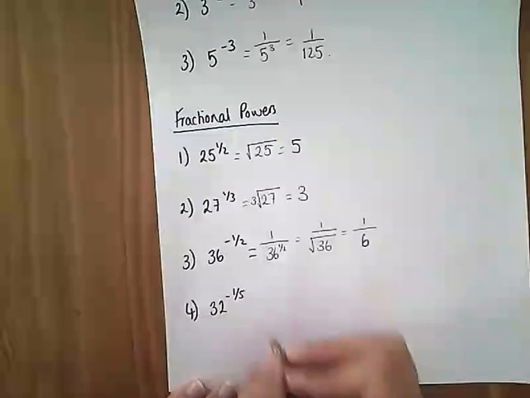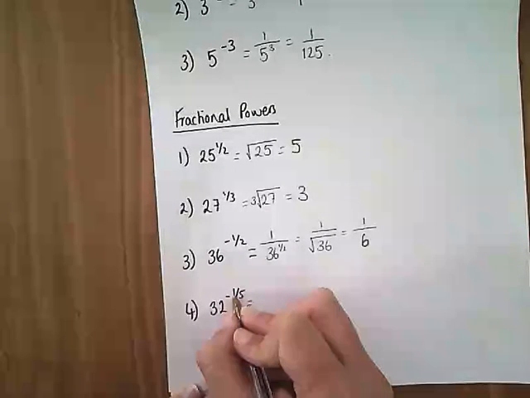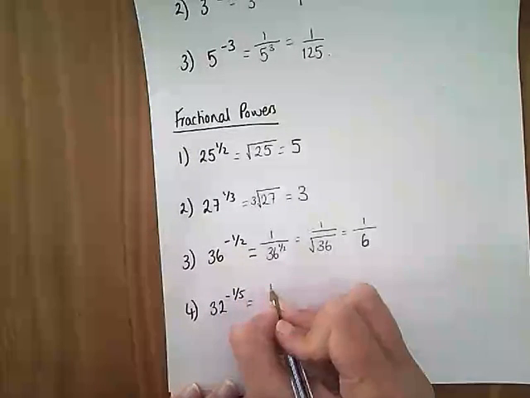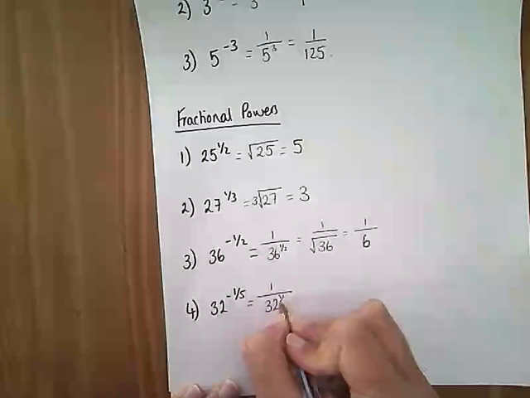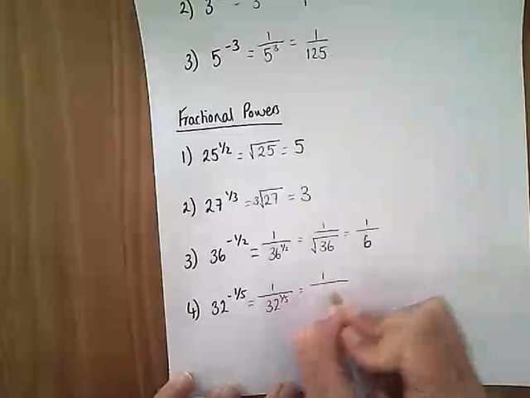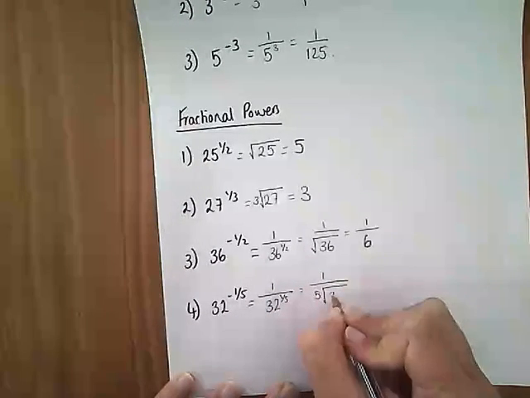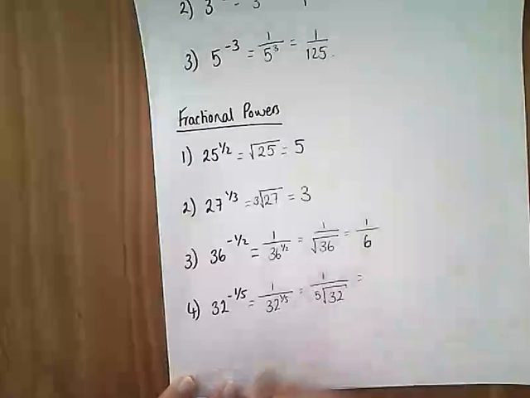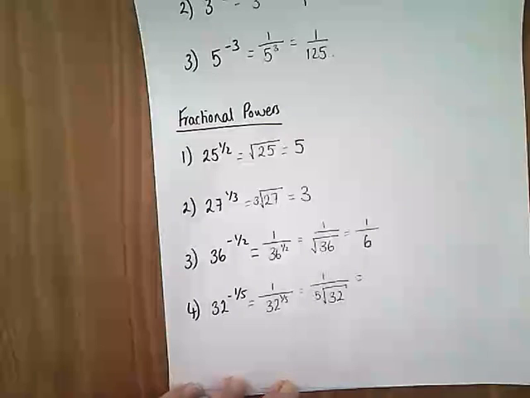Okay? Again, 32 to the power of minus a fifth. The minus makes it 1 over 32 to the power of a fifth. And the fifth, we are taking the fifth root of 32. Now, that sounds very daunting, taking the fifth root of something, really hard. But you've got to think, if it's a non-calculator, they are going to give you something that works.